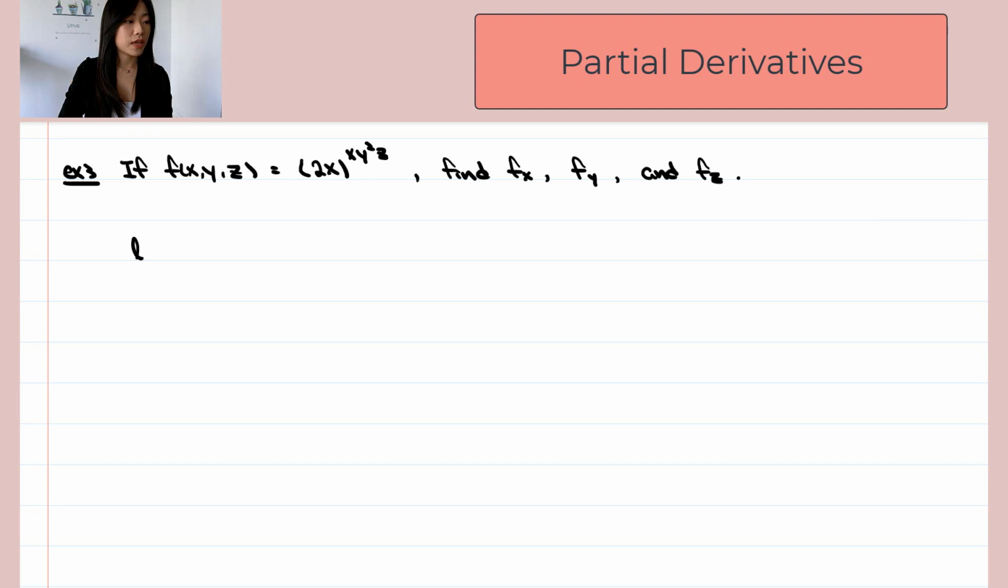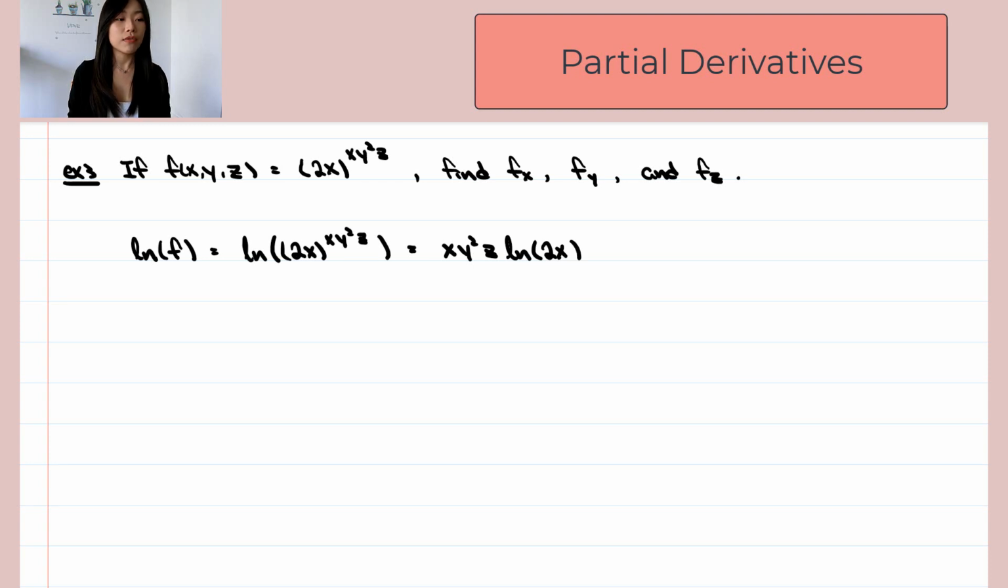The left-hand side would be ln of f, and the right-hand side would be ln of 2x to the power of x times y squared times z. Then I use the property of ln. I can bring the exponent to the front of ln. So this also equals x times y squared times z times ln of 2x. Then I take the partial derivative with respect to x on both sides.